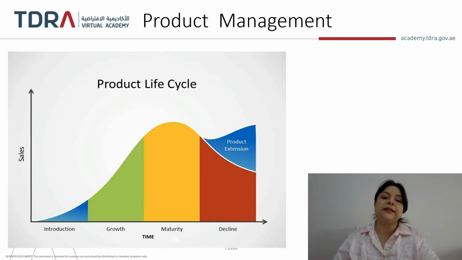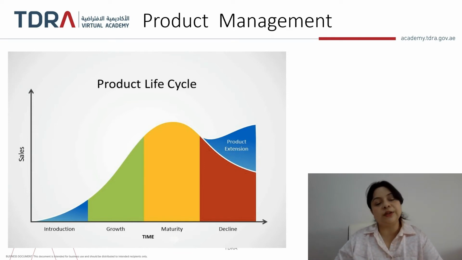Today we will discuss this product life cycle with respect to something which is called the three horizons of innovation. So we understand that the product life cycle has four stages. We also understand that it's a part of lean principles, right?